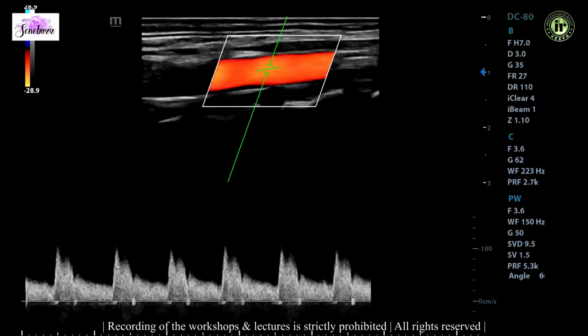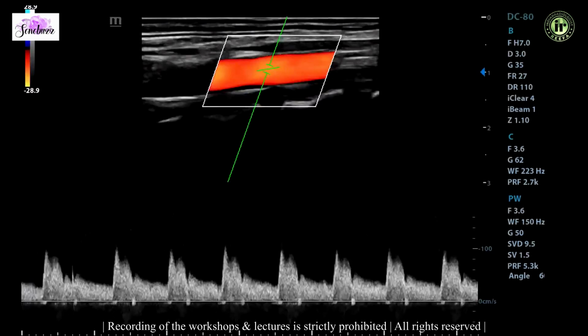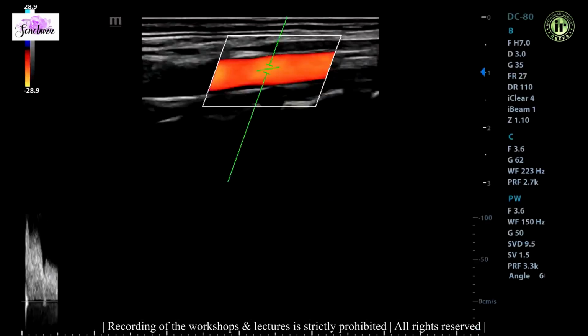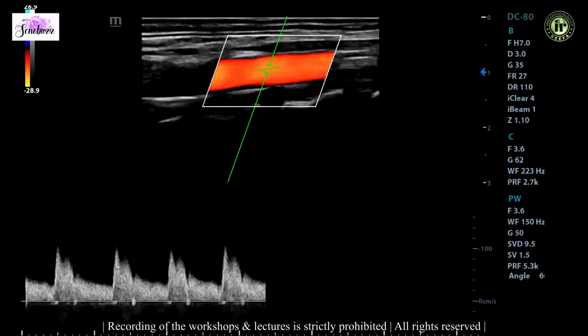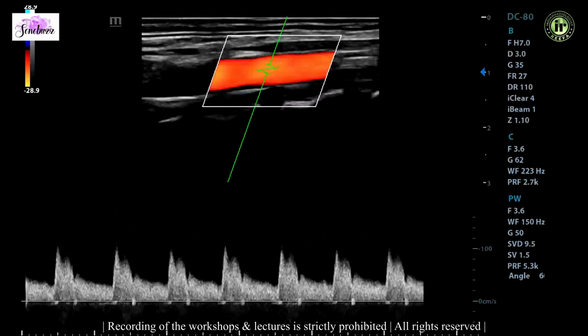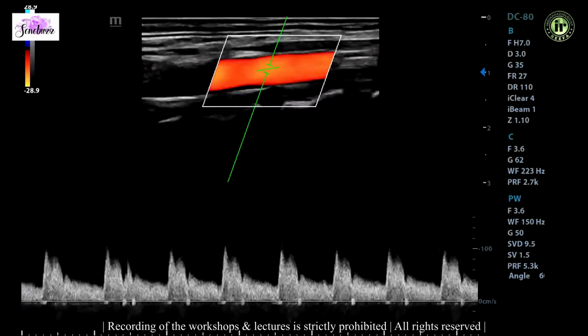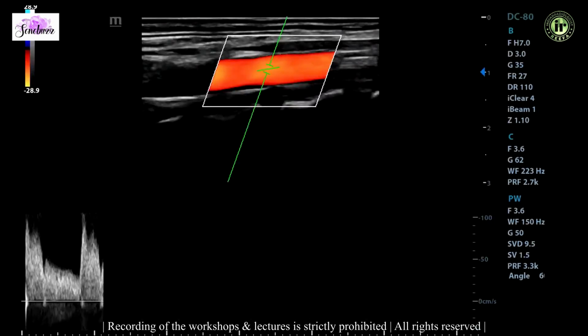So this is a good normal waveform of a common carotid artery. Common carotid will have features of both the external as well as the internal carotid, and therefore you have a good forward systolic flow and a deep pre-diastolic notch.